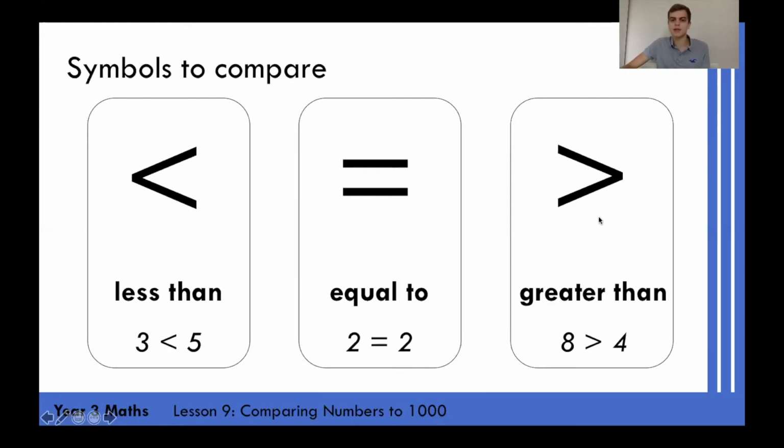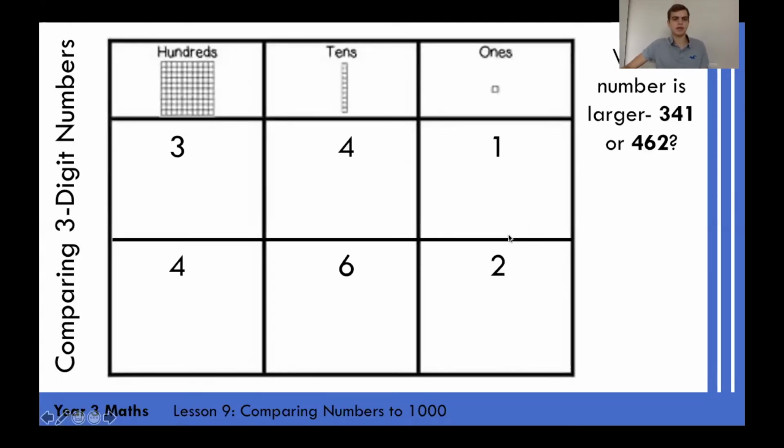This symbol then means greater than or larger than. 8 is greater than 4, because 8 is a larger number than 4. So we're going to use these 3 symbols today to be able to compare 3-digit numbers. Less than, equal to, and greater than. Fantastic. So comparing 3-digit numbers. And today we're going to use different things to be able to compare these numbers. So we might use Dienes, or we might use place value counters, or we just might use the numbers. So the first question I've got is, what number is larger?